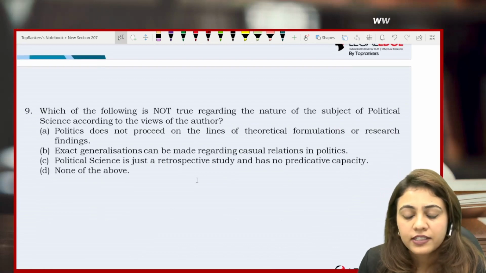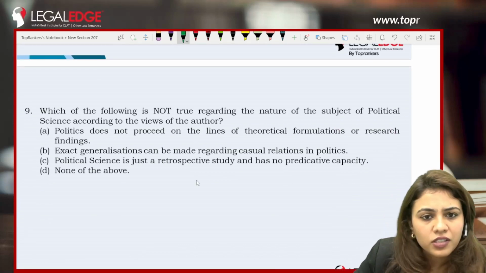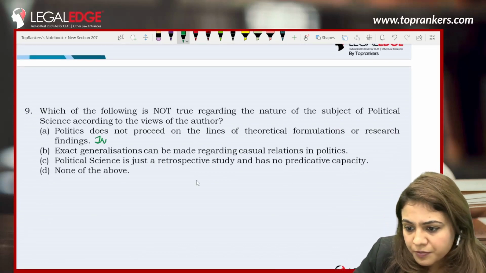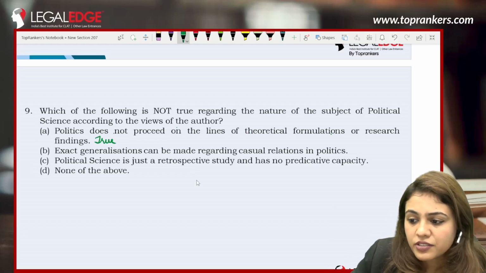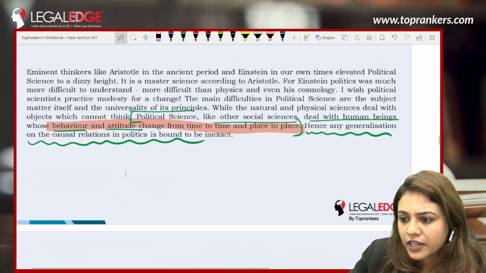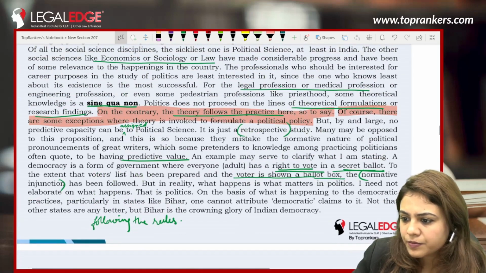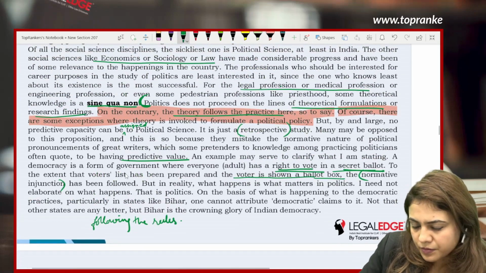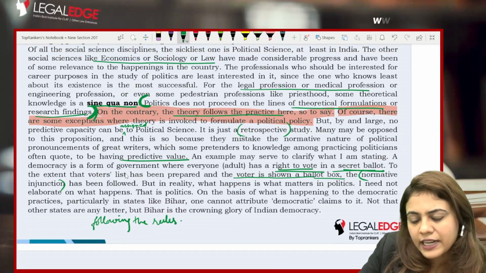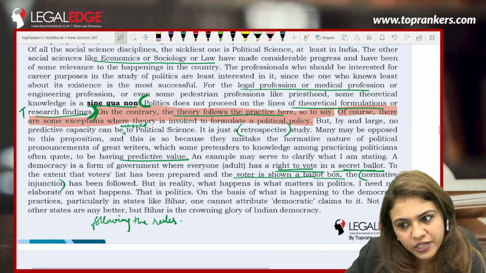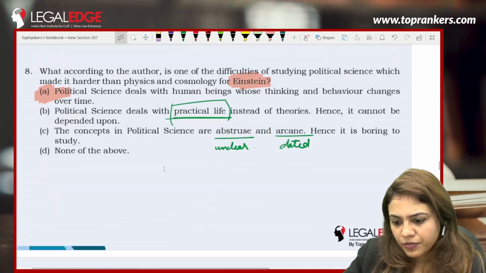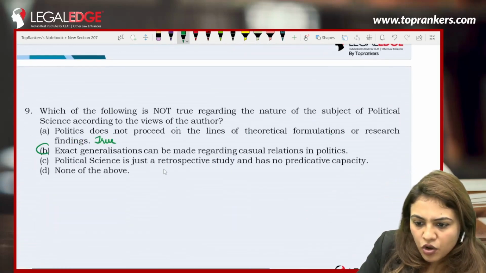And question number 9, which of the following is not true regarding the nature of the subject of political science according to the views of the author? If you see the first option, it is true. Politics does not proceed on the lines of theoretical formulations or research findings, which you can easily find right here. The exact line is given, and that's why it is true. I hope you have found it. The answer is option B.